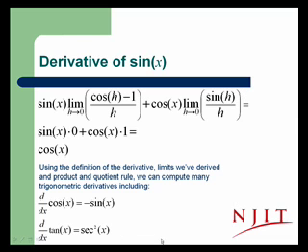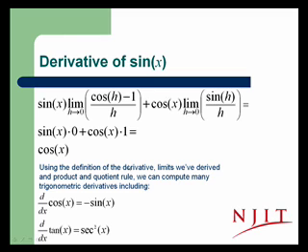So we can go back and find the derivative of sine of x. We had that the derivative was sine x times the limit as h goes to 0 of cosine of h minus 1 over h, which we now found is 0, plus cosine x times the limit as h goes to 0 of sine h over h, which goes to 1. And so we get sine x times 0 plus cosine x times 1. And we have the derivative of sine x is cosine x.